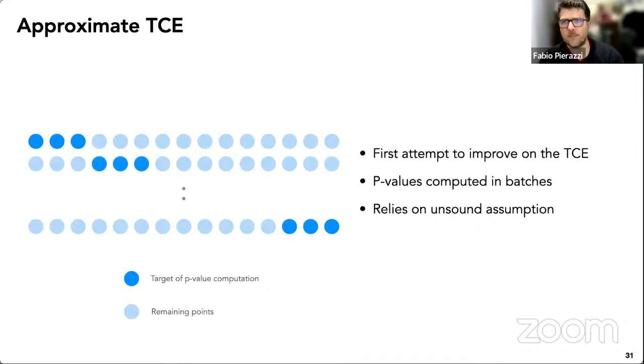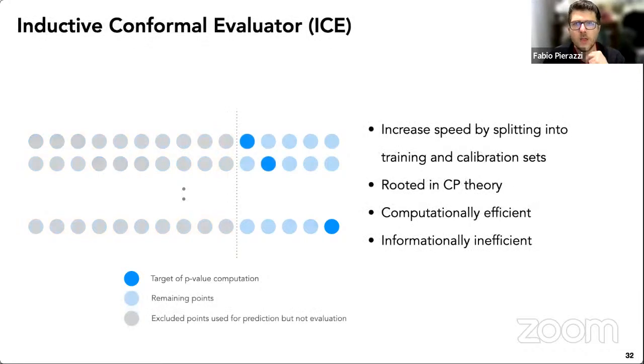So our first attempt at reducing overhead was the approximate TCE, where we leave out points in batches and do the retraining on the other points. However, it relies on the assumption that the decision boundary doesn't move that much between points in a batch. And this assumption is not very reliable and has the potential to undermine the statistical soundness of the technique. So it's not an entirely satisfying solution.